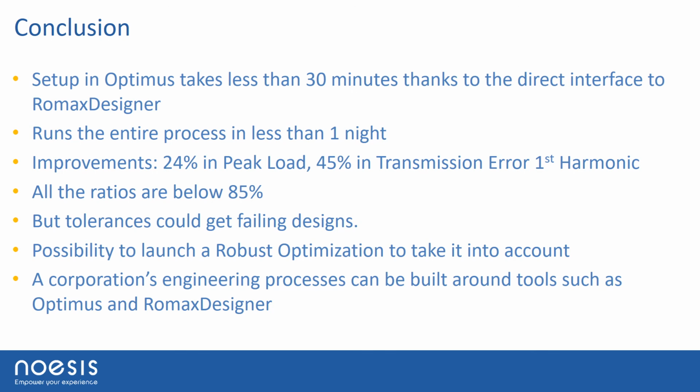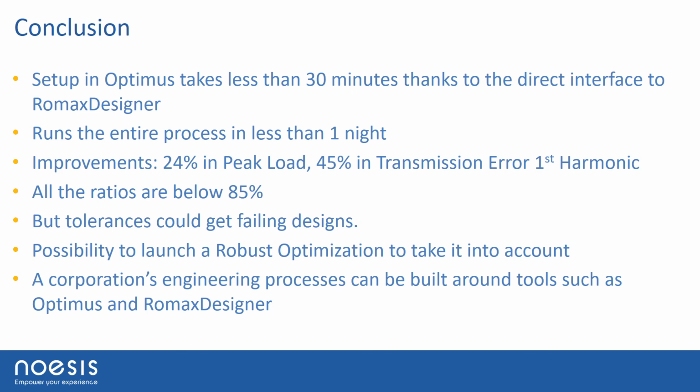To do this direct optimization inside of Romax, it took 7 hours, so you can launch it before you go home and come back the next day with the result. The improvement we could get with this direct optimization was about 25% in peak load and 45% in transmission error. And all the ratio were below 85%. So all the constraints were satisfied. So that's very good result.